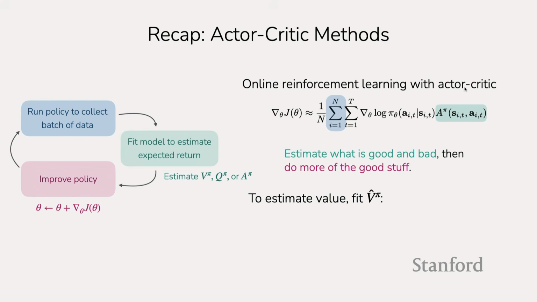And then we talked about how to actually estimate this, like what's good and bad. This is referred to as policy evaluation, and we can fit a value function, a neural network that takes as input the state and outputs a scalar value.